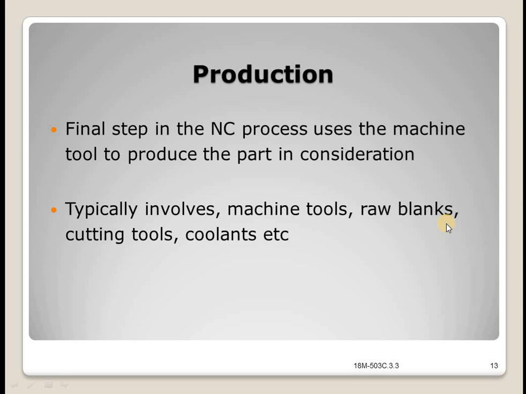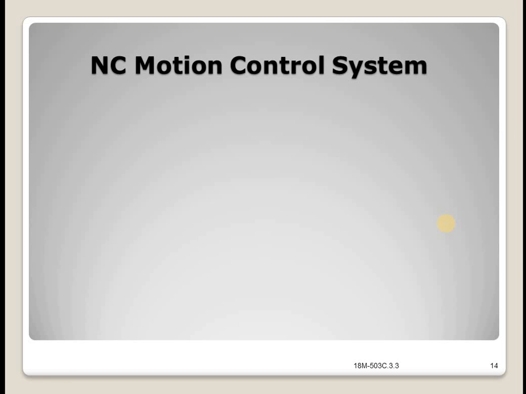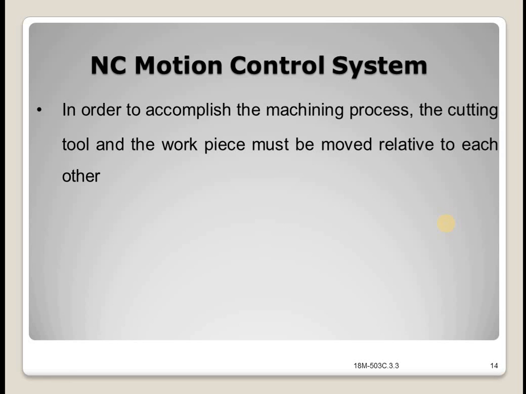So this is about the NC manufacturing methodology. The steps in the NC manufacturing methodology are process planning, part programming, tape preparation, tape verification, and production. Next topic, NC motion control system.